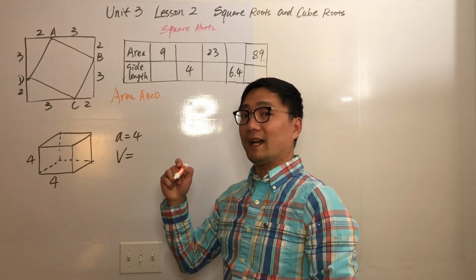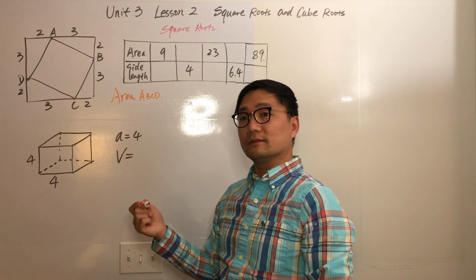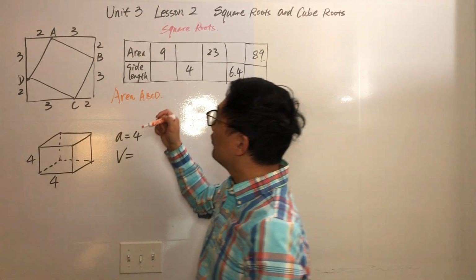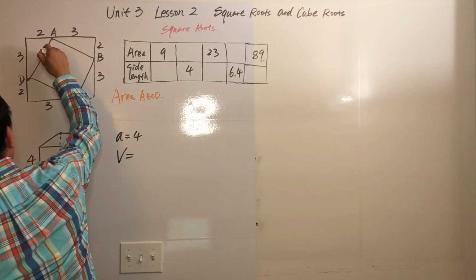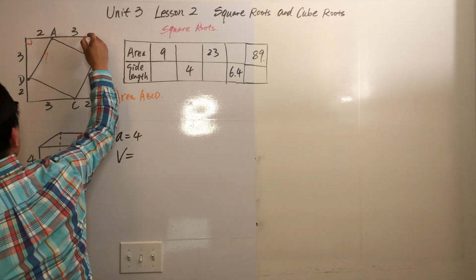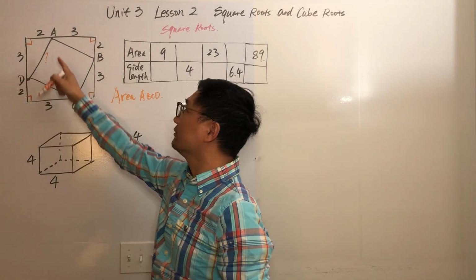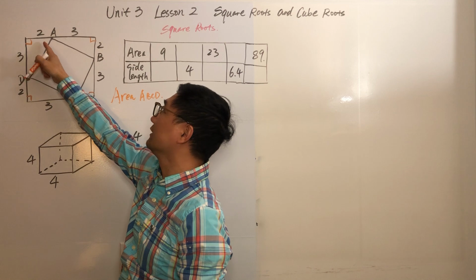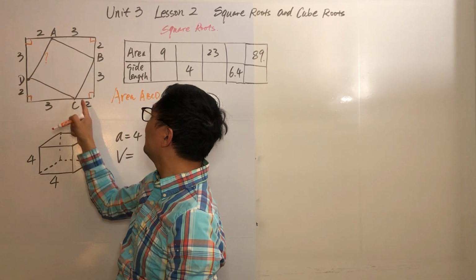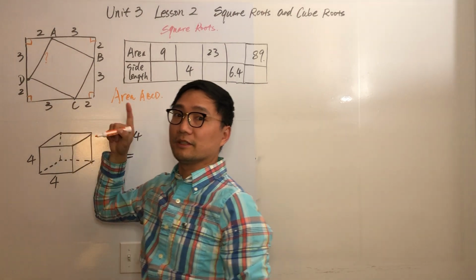So how do we find the area of a square? We need to know the side length, right? The square's area is the side length squared. So now we need to know the side length here. This is a right triangle, with a 90 degree angle, and this side is 2, this is 3, 2, 3, 2, 3. That means all these 4 right triangles are similar, right?